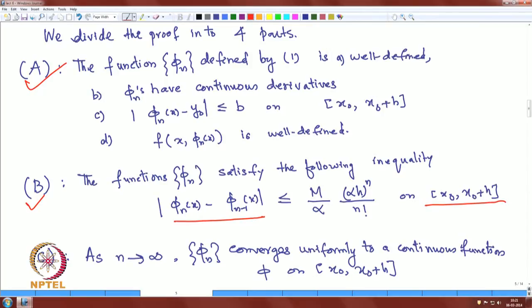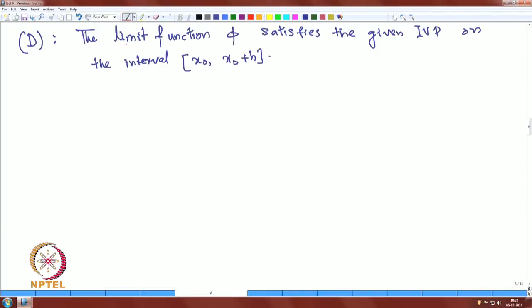Now, today we will prove part C and part D. So, part C, what we want to prove is as n goes to infinity, the sequence of functions phi n converges uniformly to a function phi on the interval x0, x0 plus h. And part D, we will show that the limit function phi, which is the limit of the sequence of functions phi n, is nothing but the solution of the given initial value problem on the interval x0, x0 plus h.